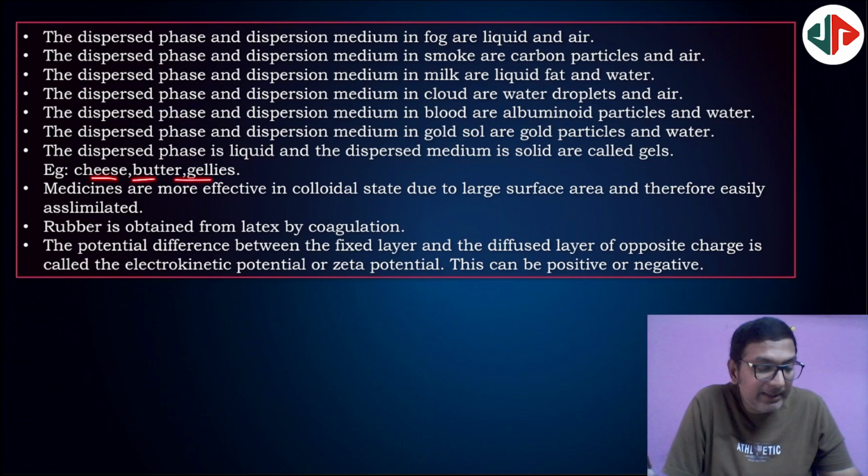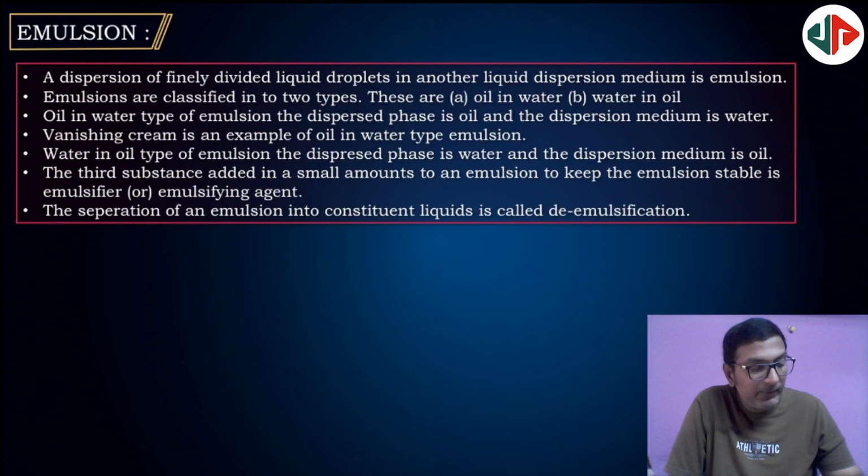Cheese, butter, jellies are examples. Rubber is obtained from latex by coagulation. Coagulation means nothing but similar to that of precipitation. Next, the potential difference between the fixed layer and the diffuse layer of opposite charges is known as electrokinetic potential or zeta potential. It can be positive or negative.